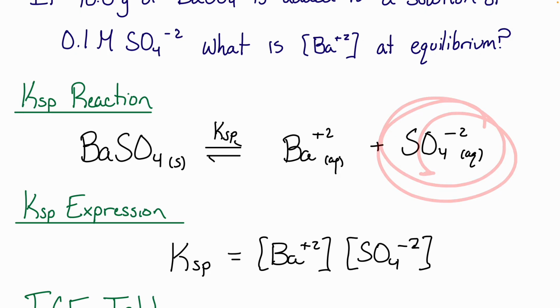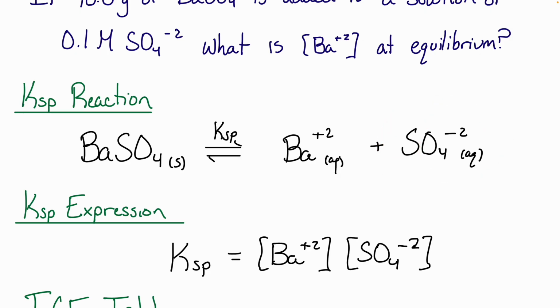But it only works if it's a common ion, right? So if I had sodium chloride in there, I would still get the same amount of barium. So it's got to be an ion that's common to both of these here.